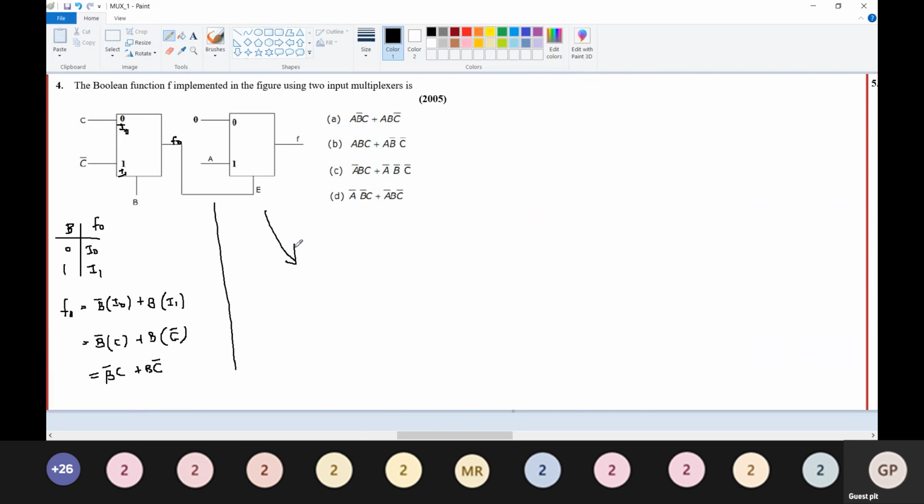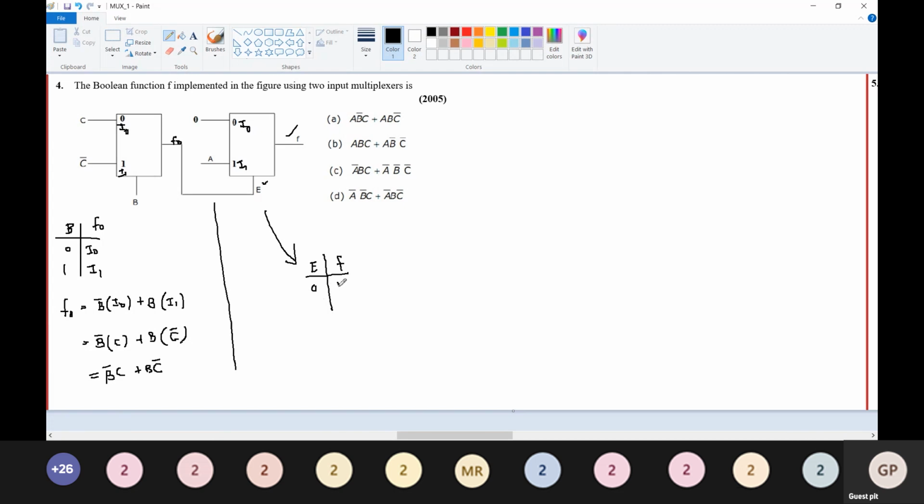Similarly, here it can be represented as a truth table. E is your selection line here, and your output here is F. When E equals 0, this is your I0 and this is your I1.